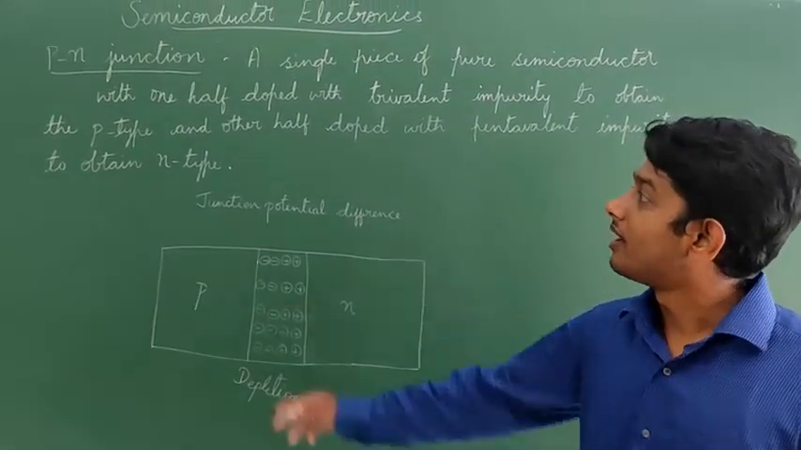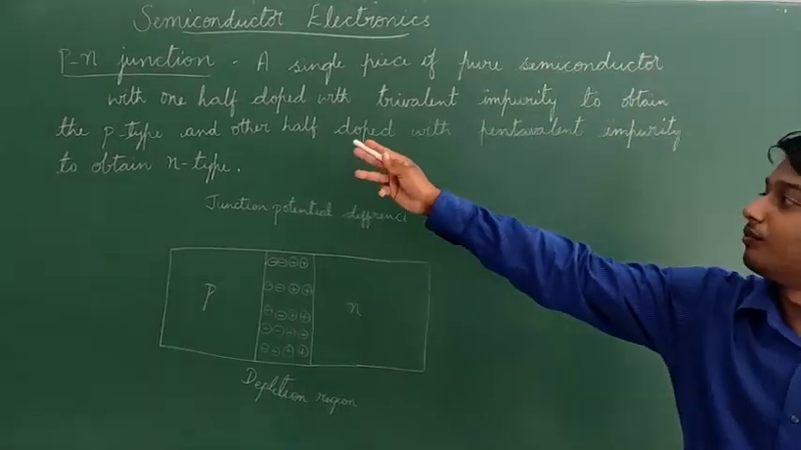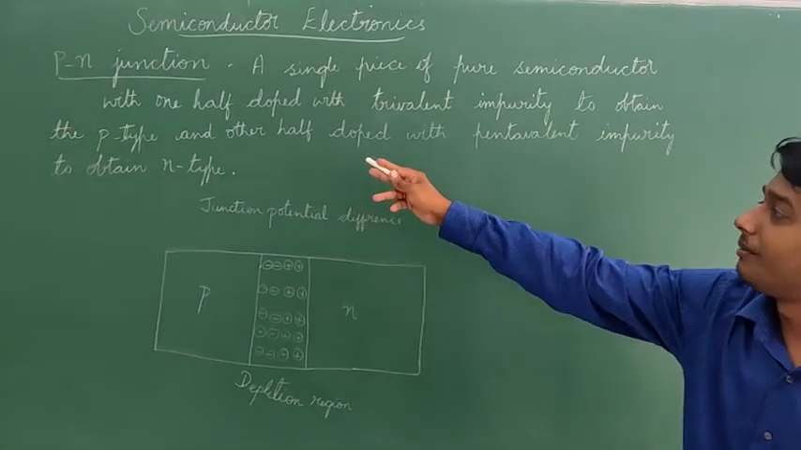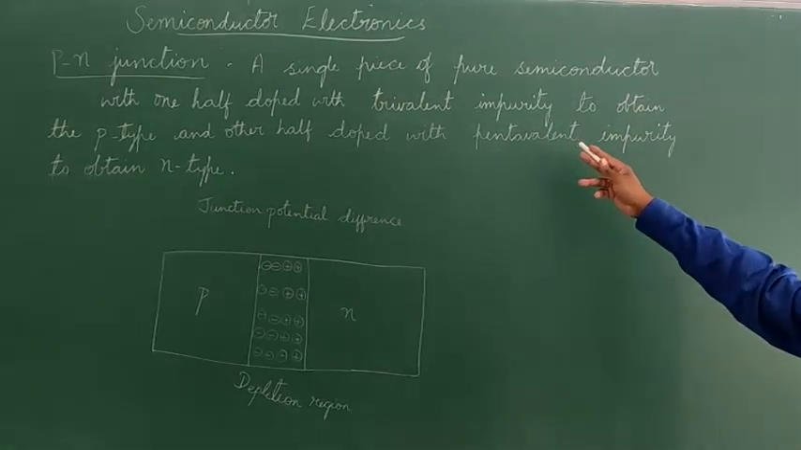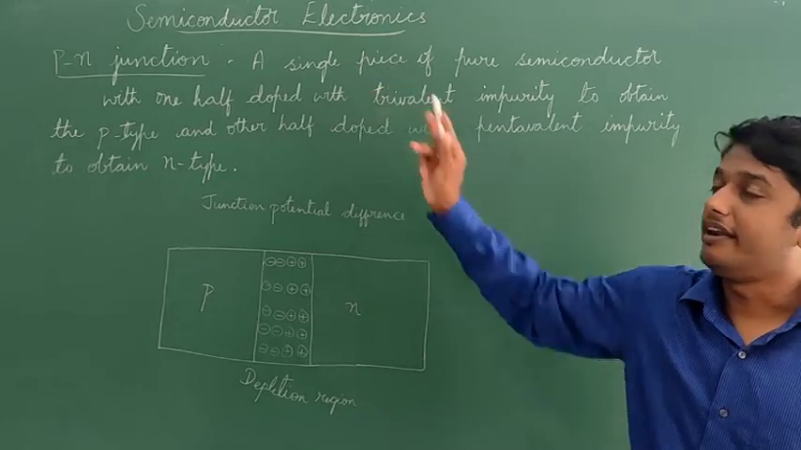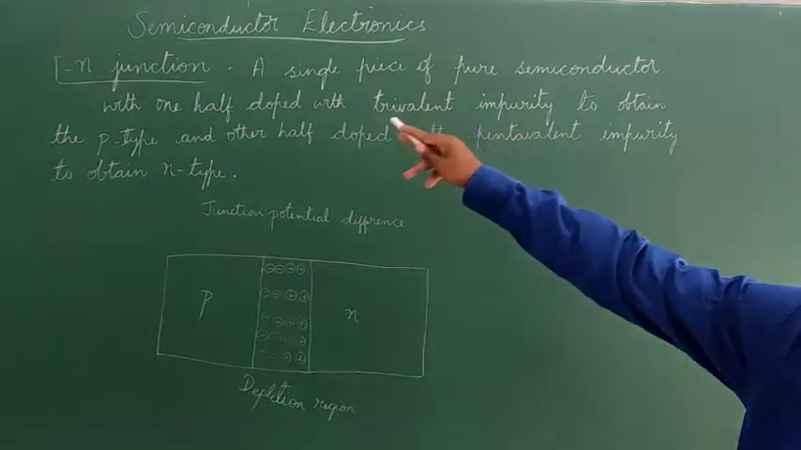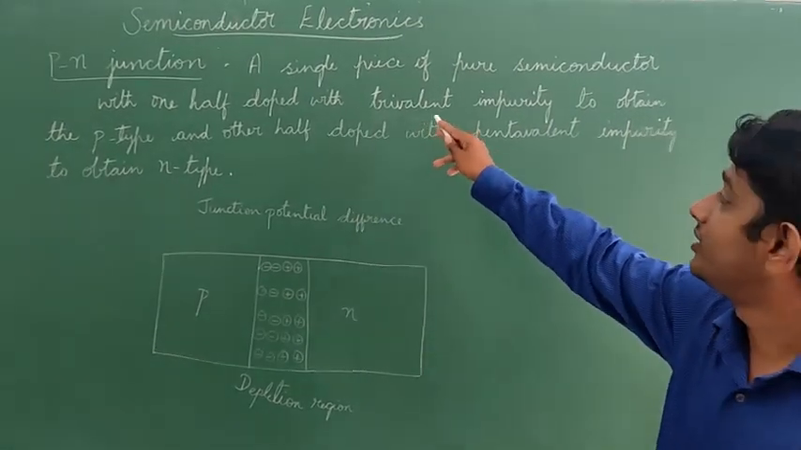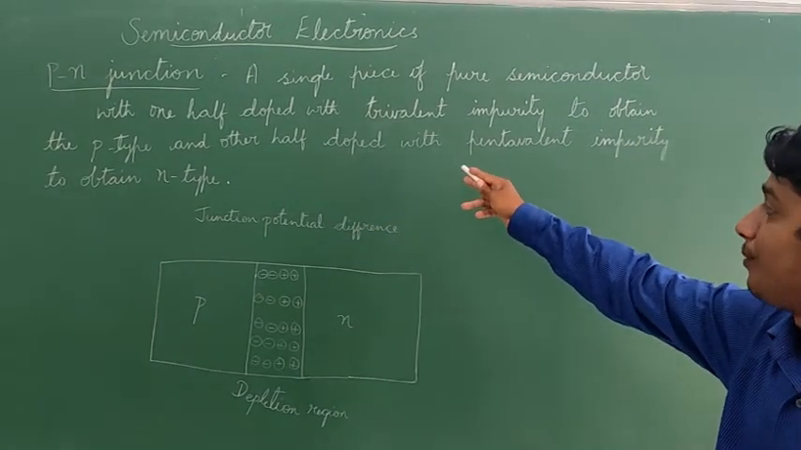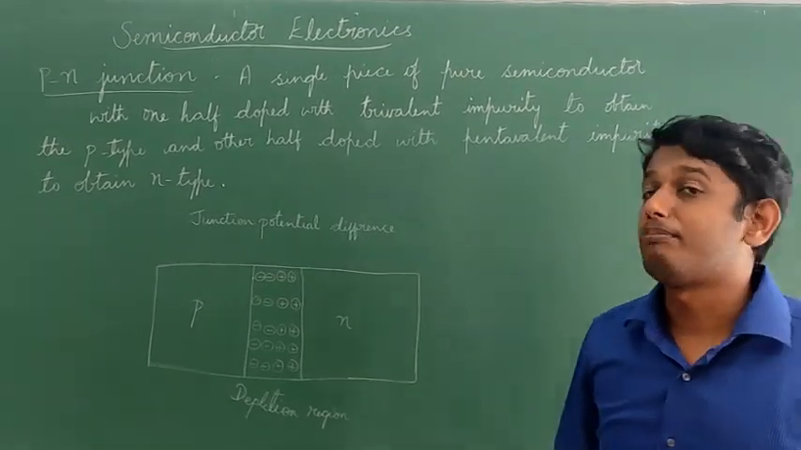The next topic is PN junction. A single piece of pure semiconductor with one half doped with trivalent impurity to obtain the p-type and the other half doped with pentavalent impurity to obtain n-type is called a PN junction.